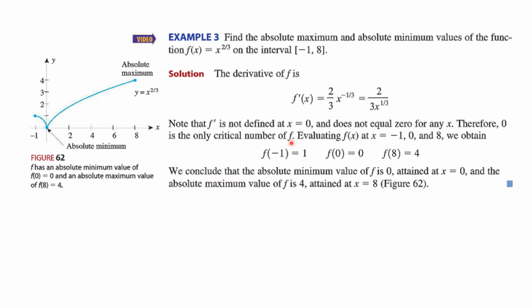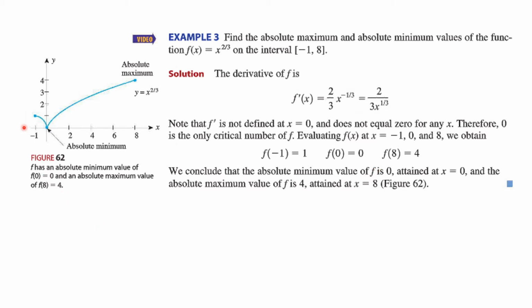Now this is not defined at x equals 0. And since there's a 2 in the numerator, it does not equal 0 for any x. So we have only one critical number, and that is 0. So we're going to look at the endpoints of the interval, -1 and 8, as well as the critical number that we found of 0, and evaluate the function at those places. And we conclude that the absolute minimum of f is 0 when x is 0. And the absolute maximum is going to be 4 when x is equal to 8.